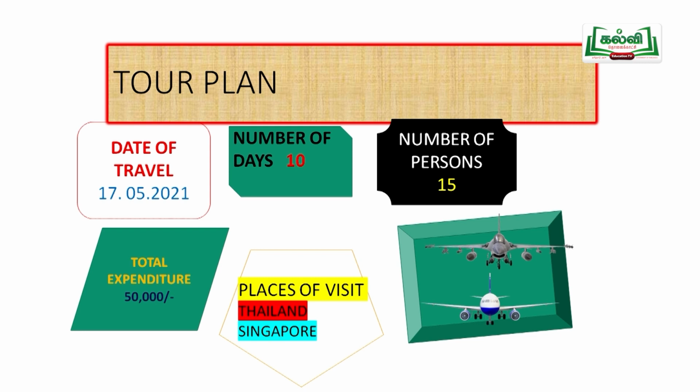Then total expenditure. What is the cost? How much amount will be spent? 50,000 per head, 50,000 for one person. Next one, places of visit. Where are we going? We are going to Thailand and Singapore. Next, mode of transport. How are you going to go? By aeroplane. So the mode of transport is aeroplane.